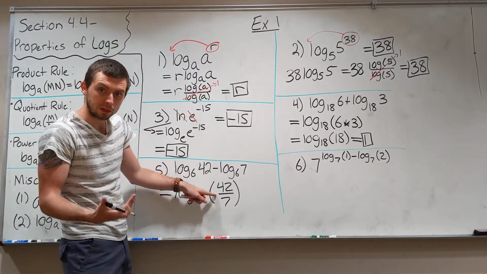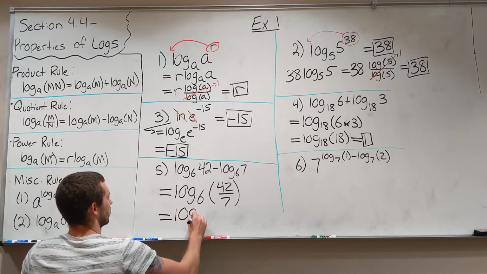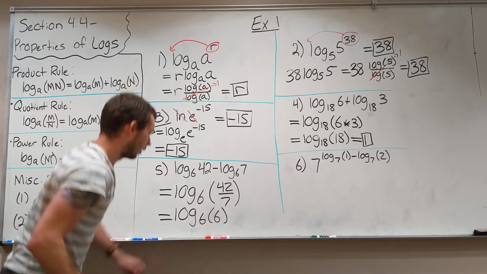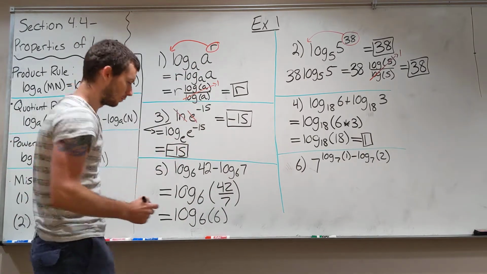But now we can evaluate it. 42 divided by 7 is 6. And we have log base 6 of 6, which, as we've seen in every example so far, that's just 1.